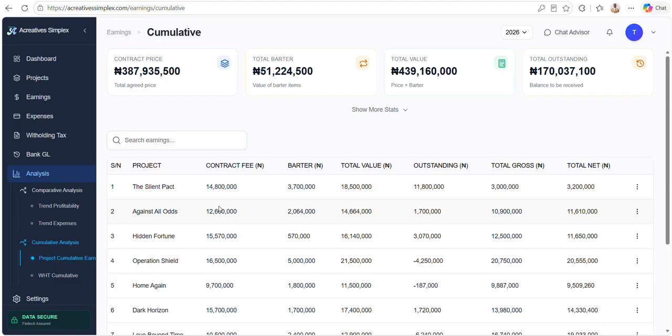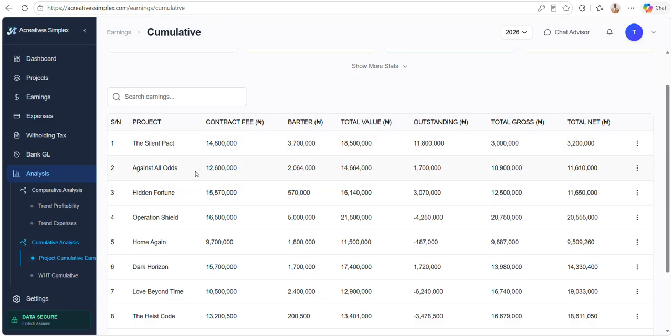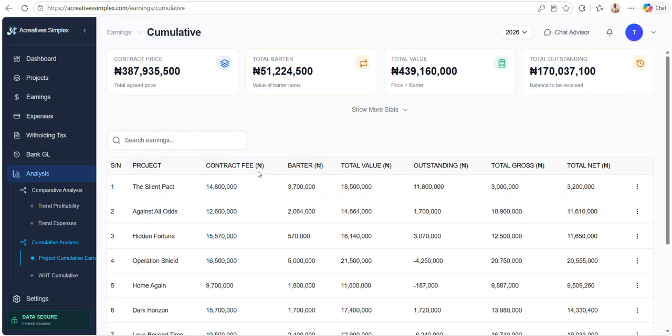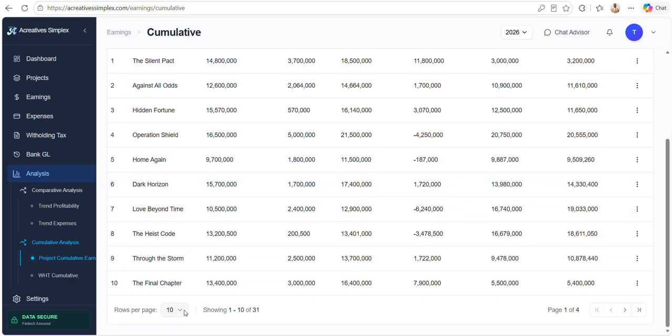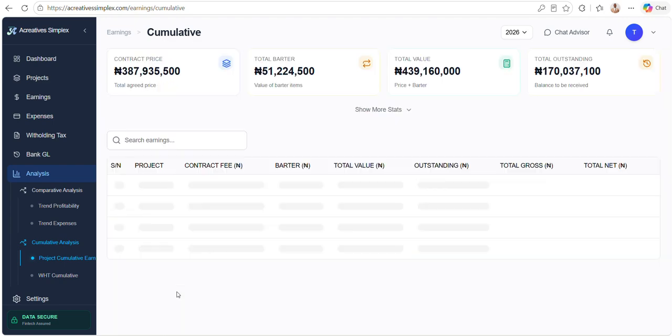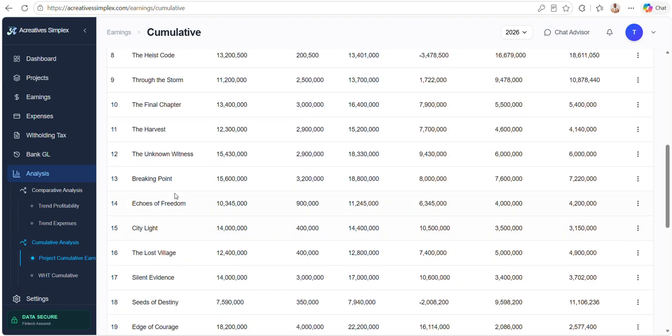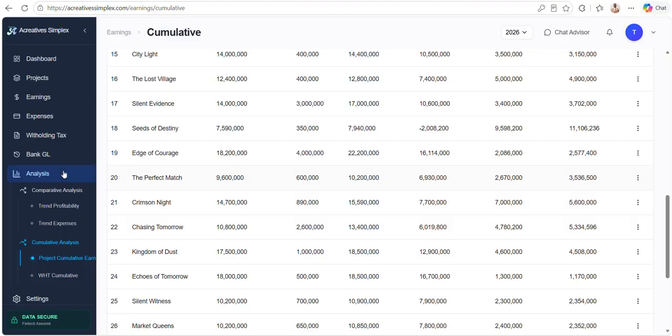Now, cumulative analysis tells us all about all our earnings from projects. Look at it. This is earnings information about each of these projects. Now, contract fee was 14.8, barter value, the total value, the outstanding, total gross, and our total net. So we are yet to collect this. So it gives us the summary of all our earnings from all projects.